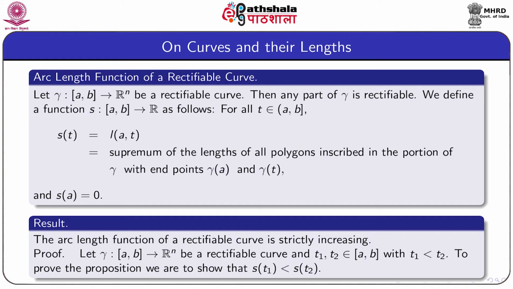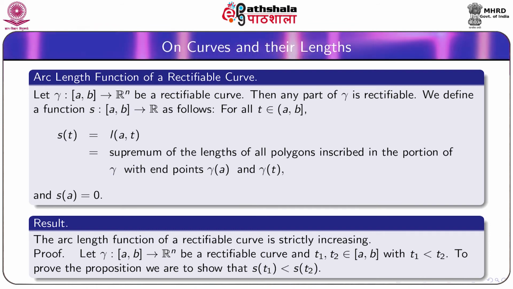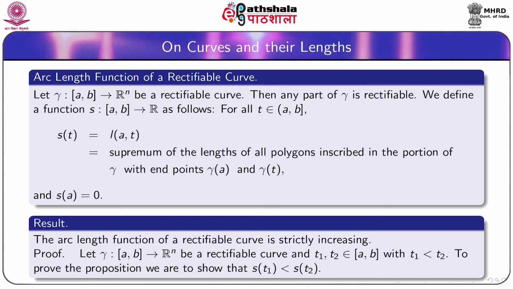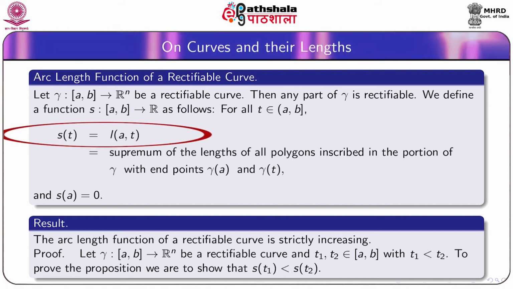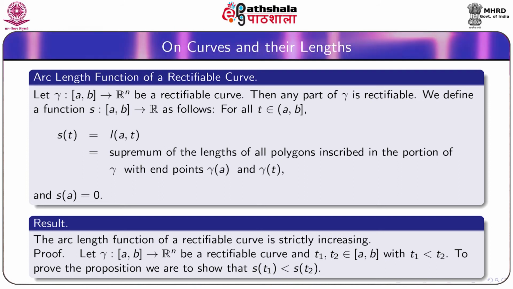We define a function S from the bounded closed interval [a, b] to R as follows. For every t in (a, b], S(t) equals L(a, t), which equals the supremum of the length of all polygons inscribed in the portion of gamma with endpoints gamma(a) and gamma(t), and S(a) is defined to be 0.